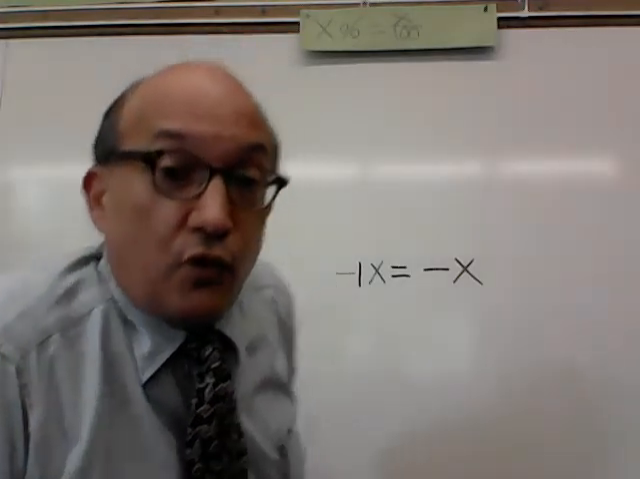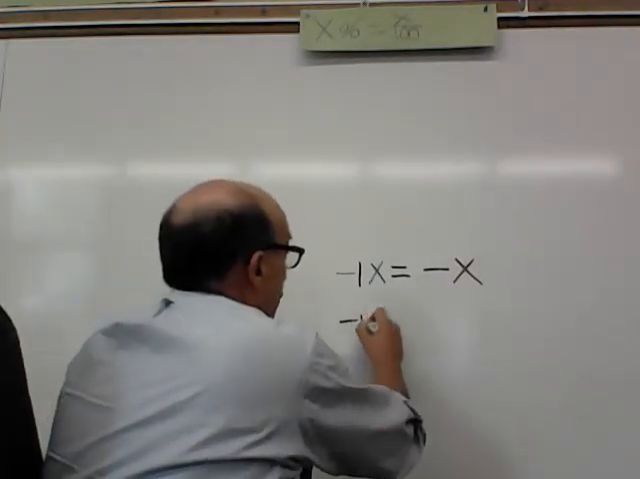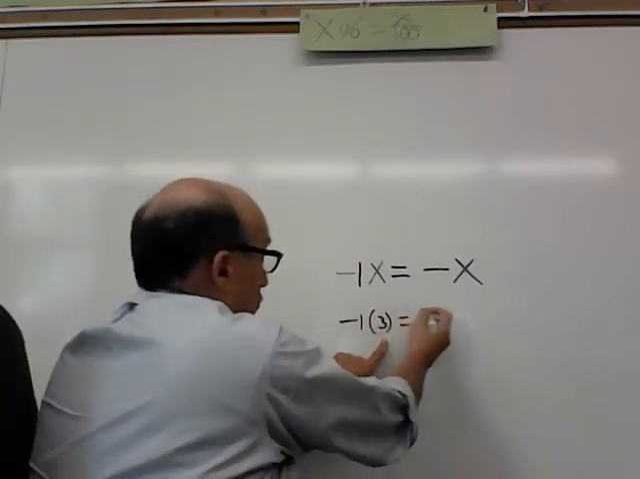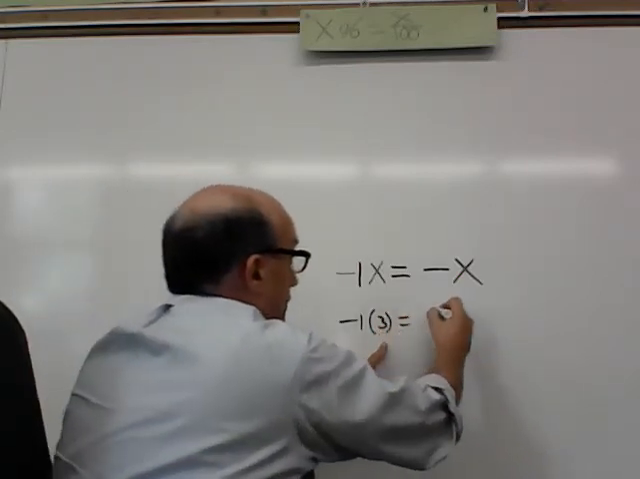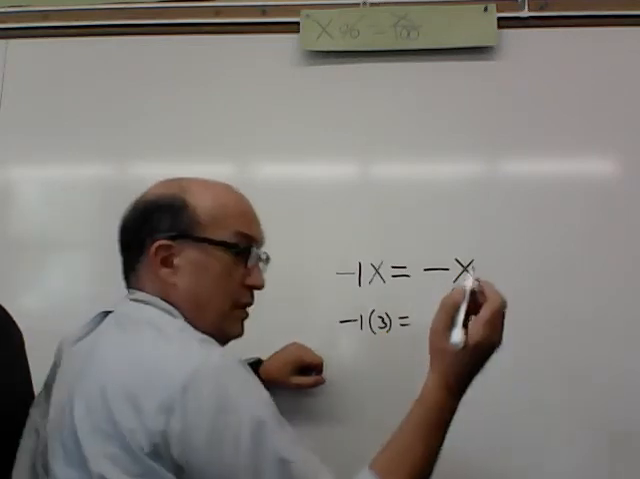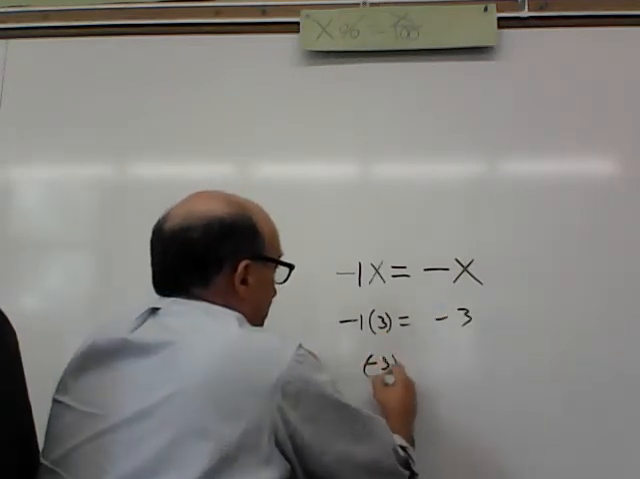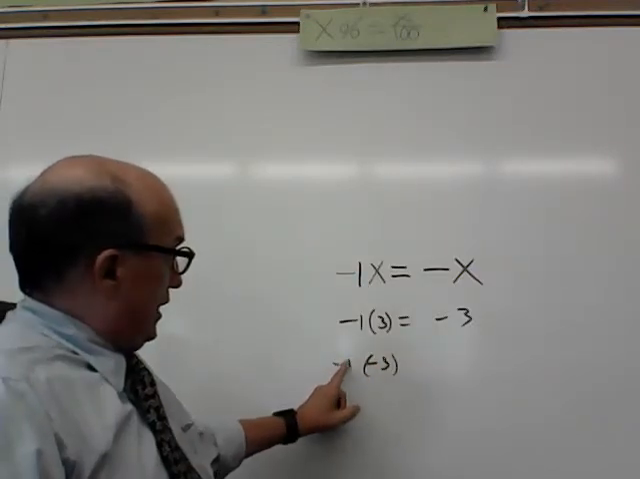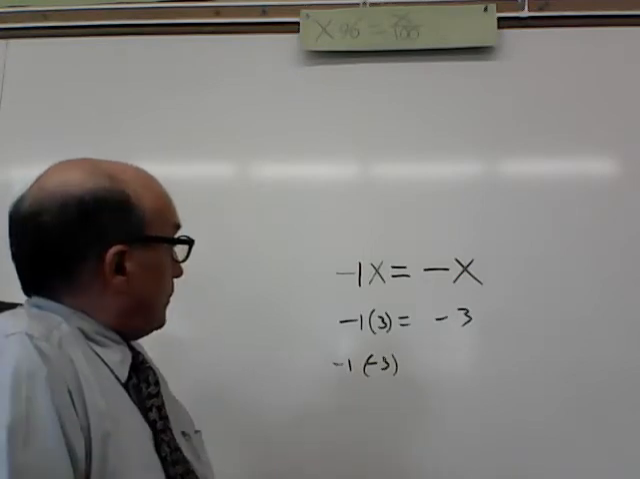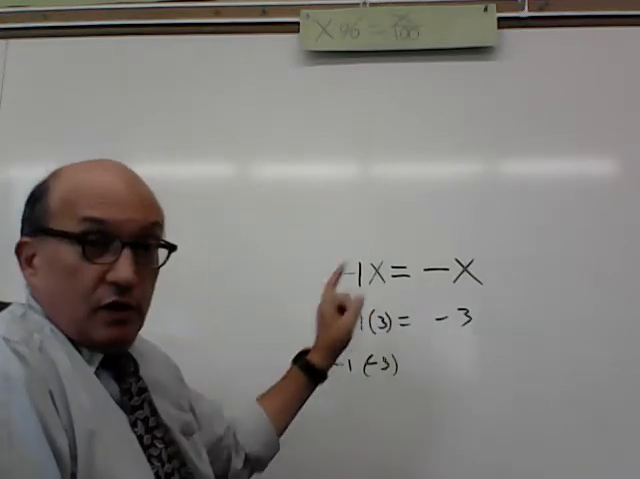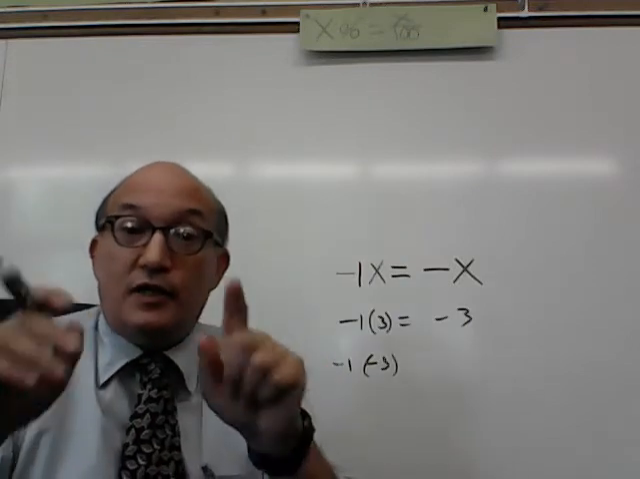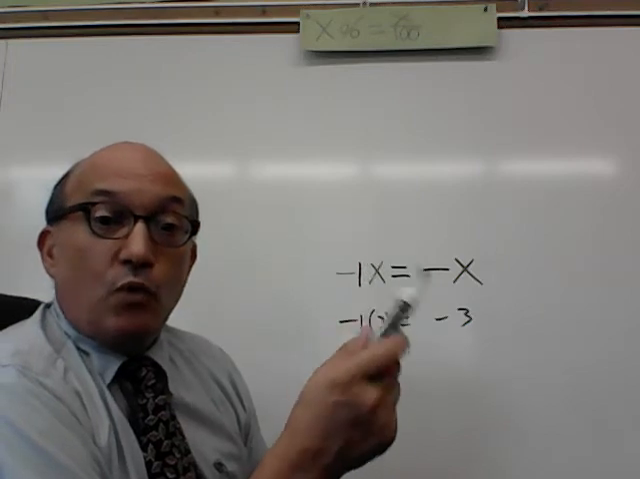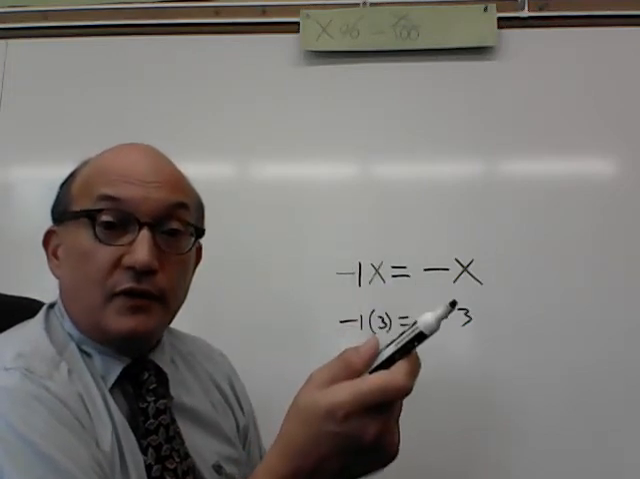And that works for any x. -1 times 3, here the x is 3. So the answer is the opposite of 3, which is -3. But if the x is -3, the x could be -3, and then you have -1 times -3. And the definition, I'm sorry, it's not a definition. It's actually a theorem that we prove. This theorem, -1 times x equals the opposite of x.